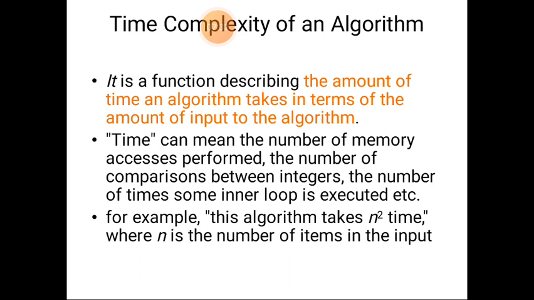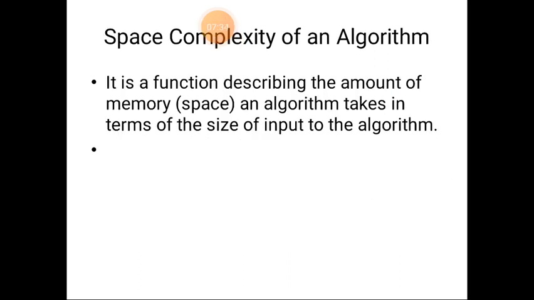Next one is space complexity. Space complexity is a function. Time complexity and space complexity are both functions; space complexity describes the amount of memory space an algorithm takes in terms of the size of the input to the algorithm. Space complexity means the amount of memory needed by the program to run to completion.